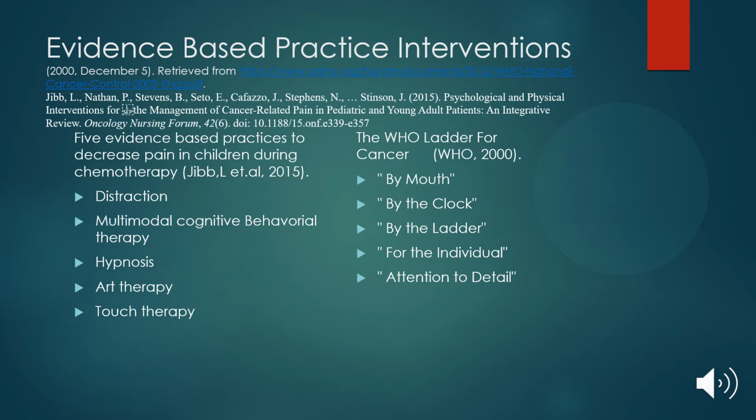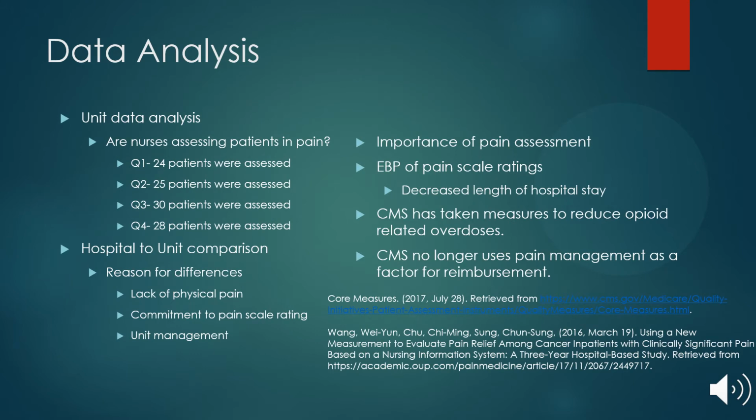used worldwide. This is Ross, and after analyzing the data from the chart provided, I was able to recognize that in the first quarter, 24 patients were assessed using the pain scale rating tool. In the second quarter, 25 patients were assessed. In the third quarter, 30 patients were assessed. And in the fourth quarter, it drops back down to 28 patients assessed using the pain scale tool. The goal for the hospital is to assess 35 patients' pain each quarter.